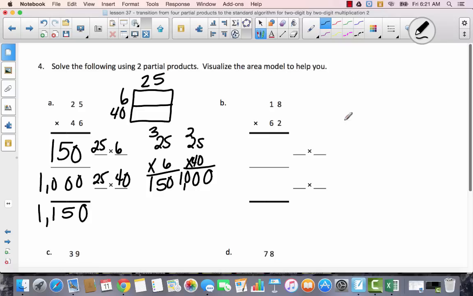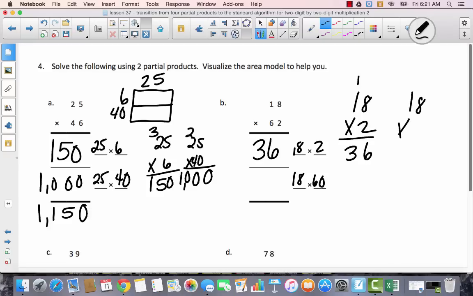Okay, so over here, I'm not going to draw the area model this time. Let's see if we can do it without it. So this is really 18 times 2. So I'm going to put 18 times 2 plus 18 times 60. So over here, I'm going to do 18 times 2. 8 times 2 is 16. 1 times 2 is 2, plus 1 is 3. So 36.